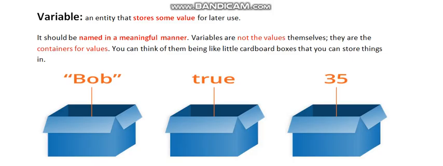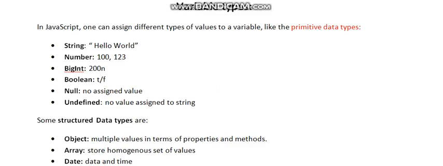But how are these containers related to JavaScript? We call these containers variables in JavaScript, in which we store different kinds of data types like string, number, array, etc. There are two types of data types. The first one is primitive and the second one is structured. Primitive data types include strings, numbers, big integer, boolean, null, and undefined values. Whereas structured data types include object, arrays, and date.